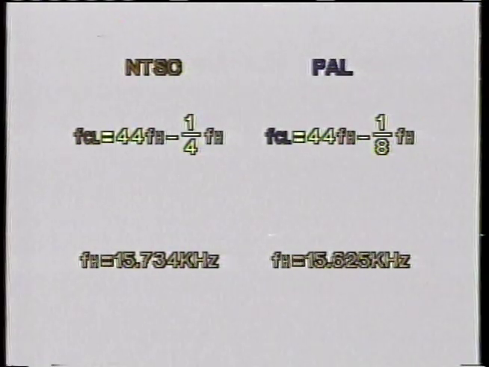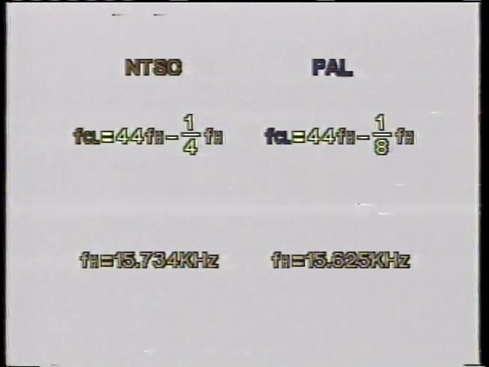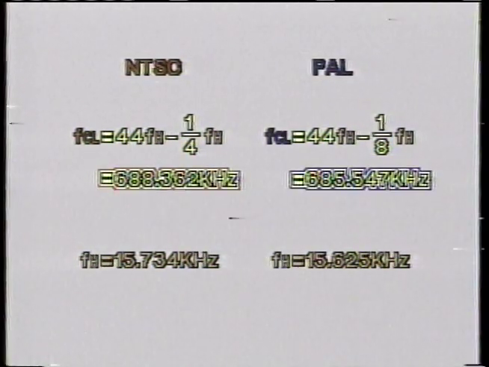If the horizontal frequency is expressed as FH, lower converted chroma signal frequency FCL is given by FCL equals 44FH minus 1/4FH for NTSC. Then, when an FH value of 15.734 kHz is substituted in this formula, FCL becomes 688.362 kHz.